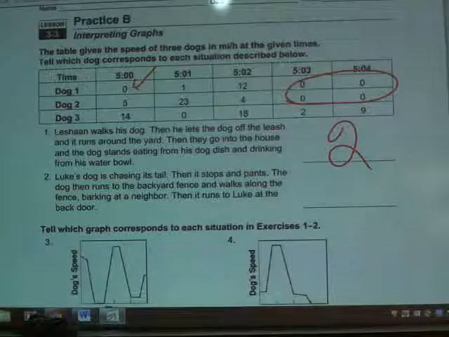And you can use the same theories to help you work through question 2. Read through the situation, match up some speeds that would make sense. It's either got to be dog 1, dog 2, or dog 3.